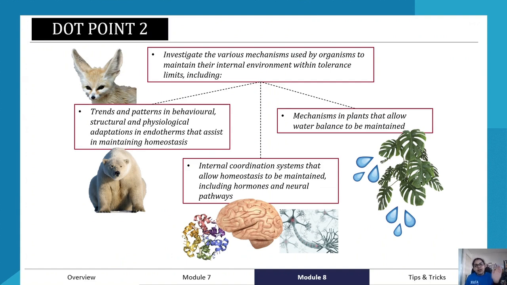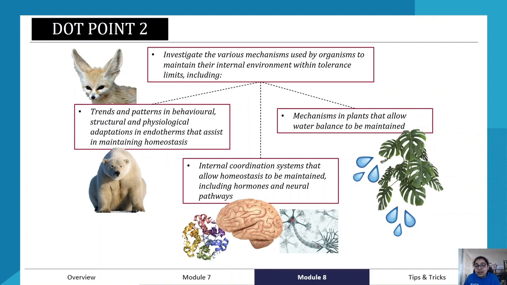Okay, so the second dot point of this first inquiry question is asking us to look at the various mechanisms by which organisms maintain their internal environment within tolerance limits. So this is where you would talk about trends and patterns in behavioral, structural, and physiological adaptations in endotherms that assist in maintaining homeostasis. So you want to have examples of behavioral, structural, and physiological adaptations. A lot of that is your year 11 stuff. So you can easily definitely borrow from your notes there.